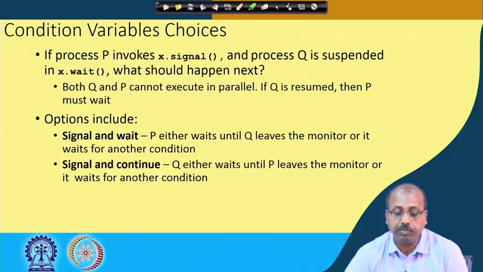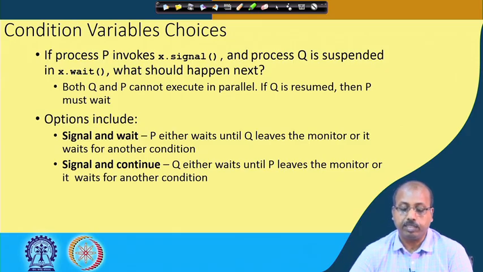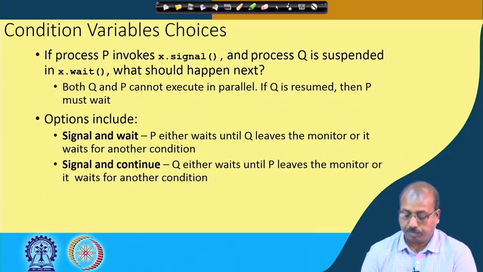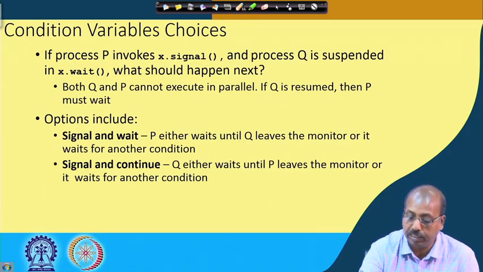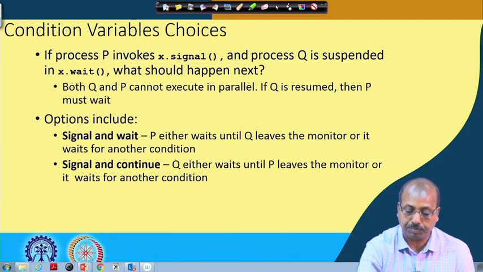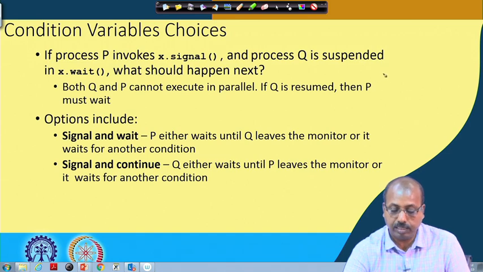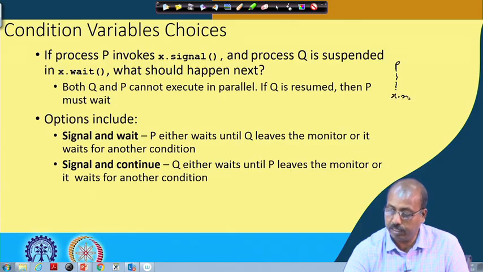Now, the condition variable choice: if process P invokes x.signal and process Q is suspended in x.wait, what should happen? The problem is that both Q and P cannot execute in parallel. What I am trying to say is like this: this is process P, and after some time it executes one x.signal statement.